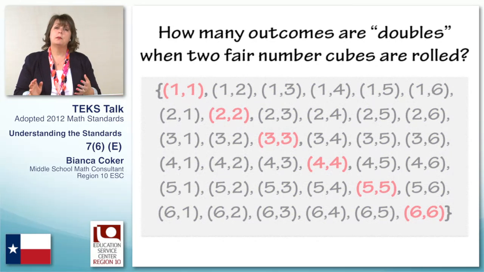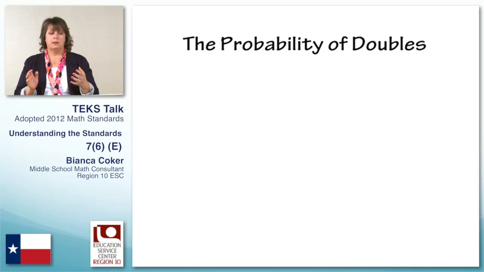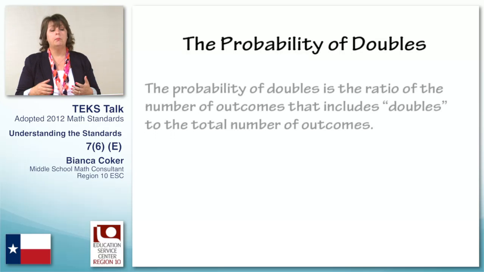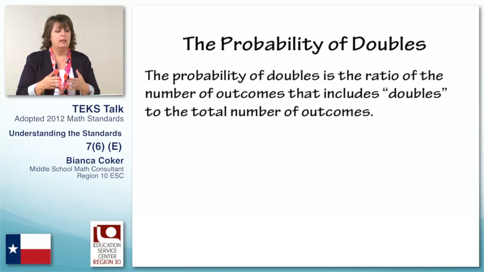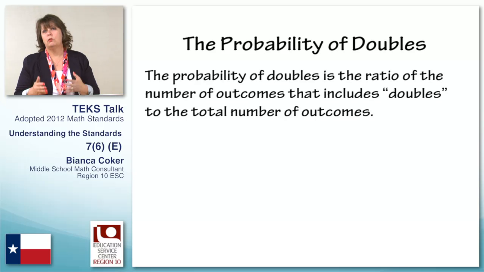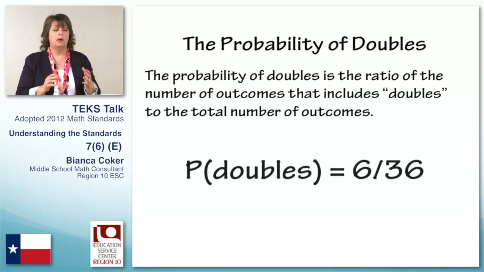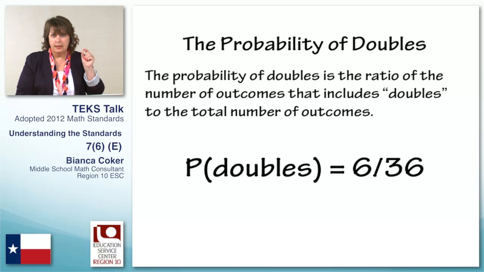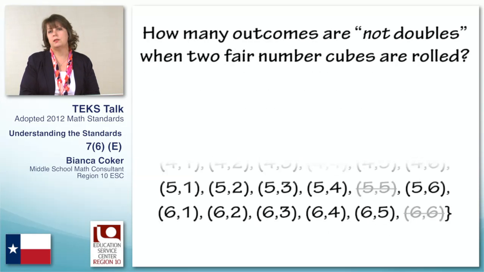So if we're looking at the probability of doubles, we're actually looking for the ratio of the number of outcomes that include doubles to the total number of outcomes, total things that could possibly happen. So in this case, we would say the probability of doubles is those 6 doubles outcomes, 1, 1, 2, 2, 3, 3, 4, 4, 5, 5, 6, 6, divided by all the 36 possible outcomes when you roll the two fair number cubes. So we see our probability of doubles is 6 to 36, or 6 divided by 36.